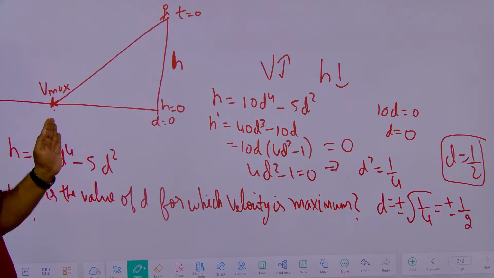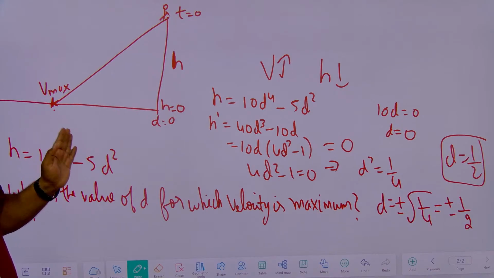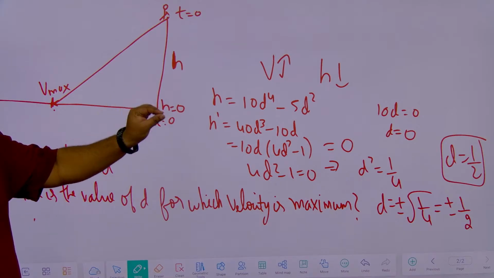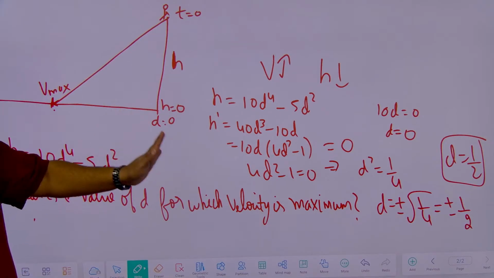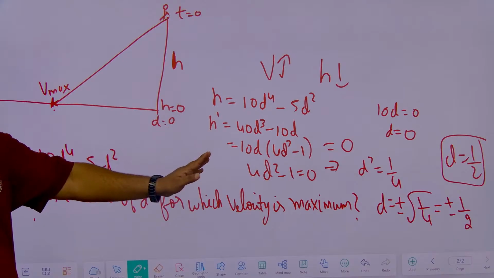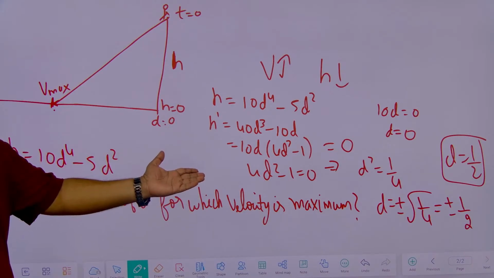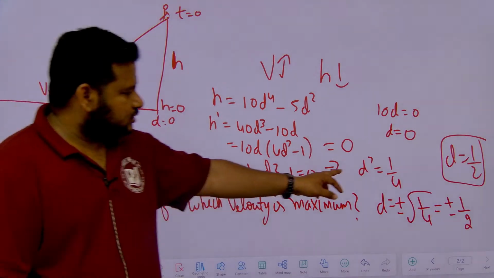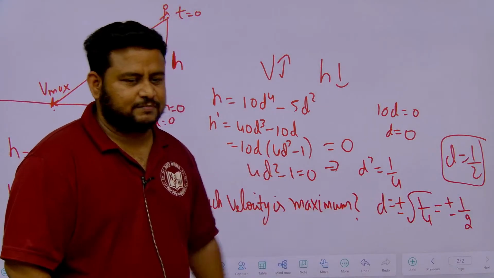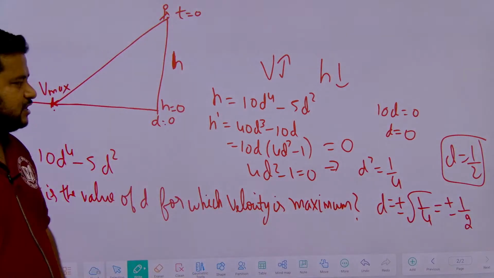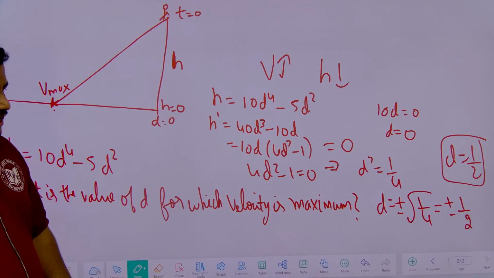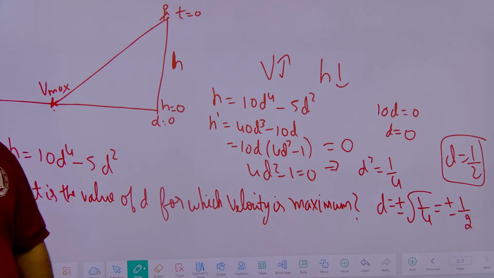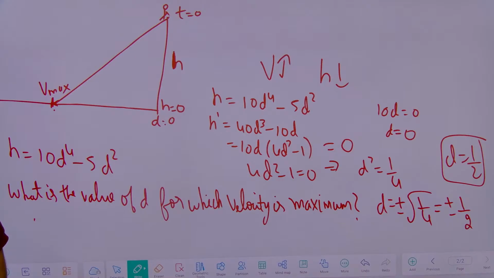Understood? Got it? So first, whatever the function of h is given, take it, differentiate it one time, and make it equal to 0. Take whatever you can take common. Then you will get d is equal to plus or minus 1 by 2. So we got the value of d as 1 by 2. Copy this question. I will explain this topic now. The topic we are going to learn is maximum and minimum.